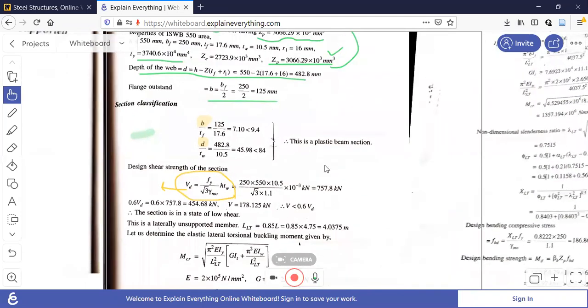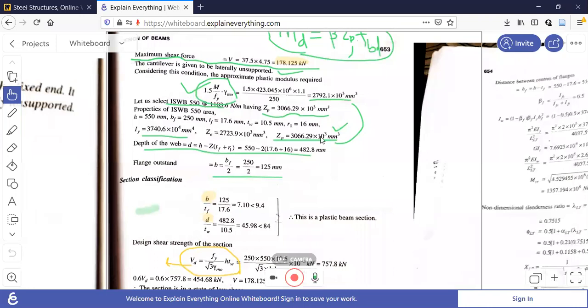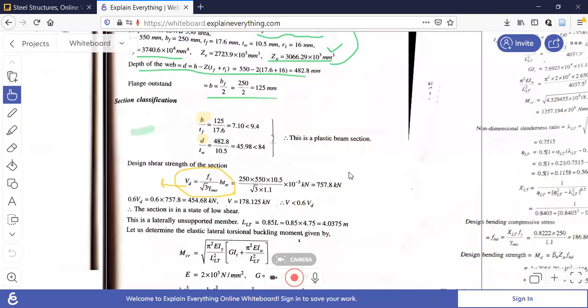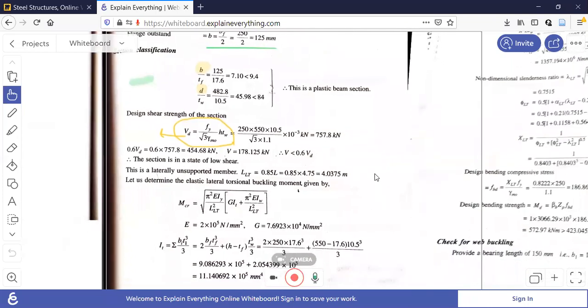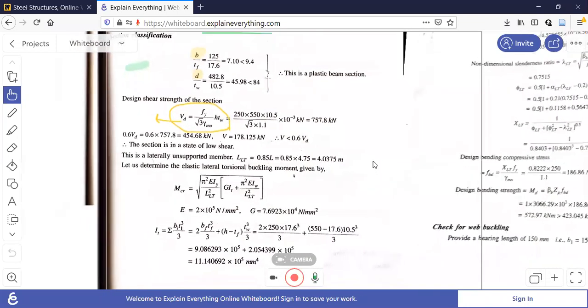Let us see this. 178.15 is this value. This is no problem. Shear is low, they are telling. Shear stress is low here. So no need to worry about this. It is much less, they are telling. The section you can see here.